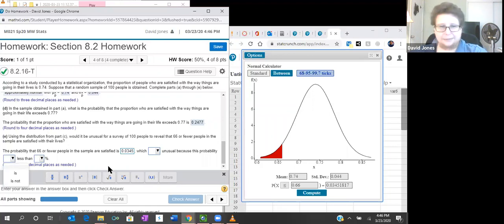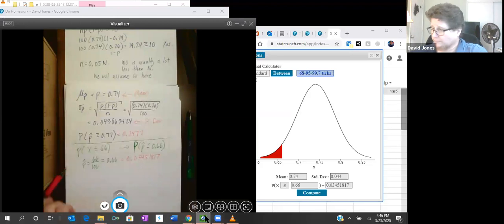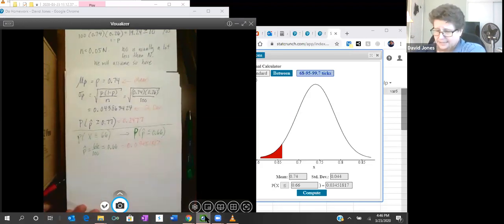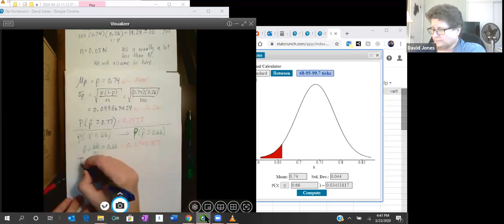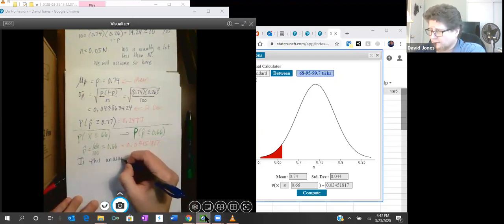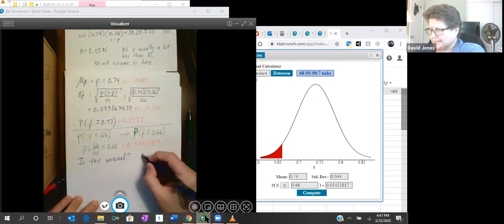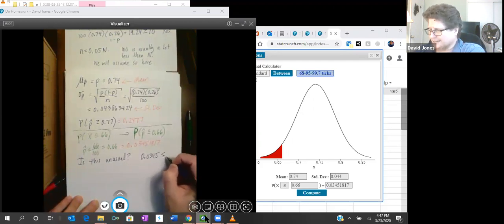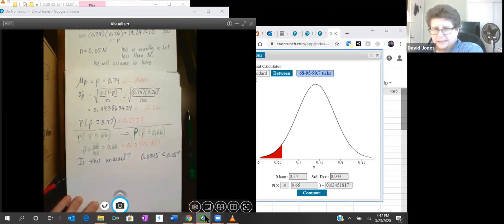Let's go back to the camera. Is this unusual? What we're asking is 0.0345. Is that less than or equal to 0.05? Yes, it is.